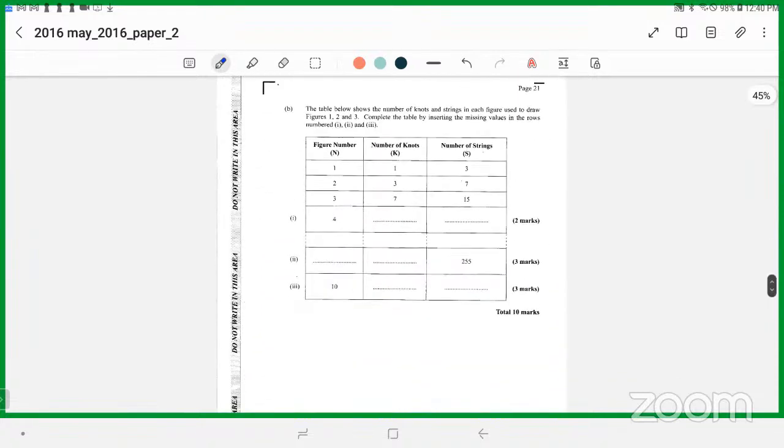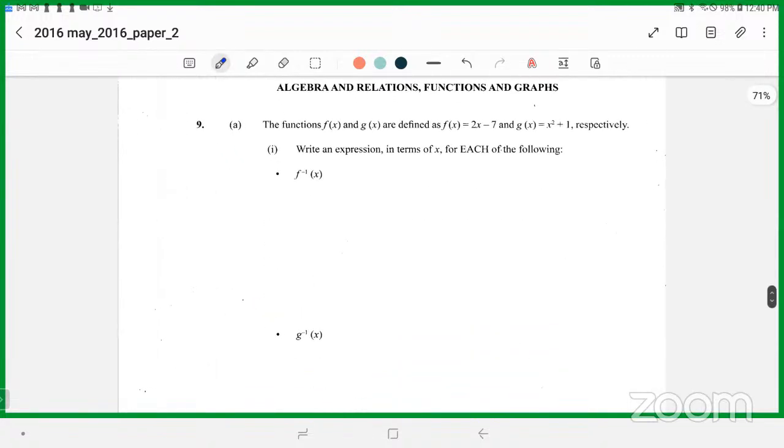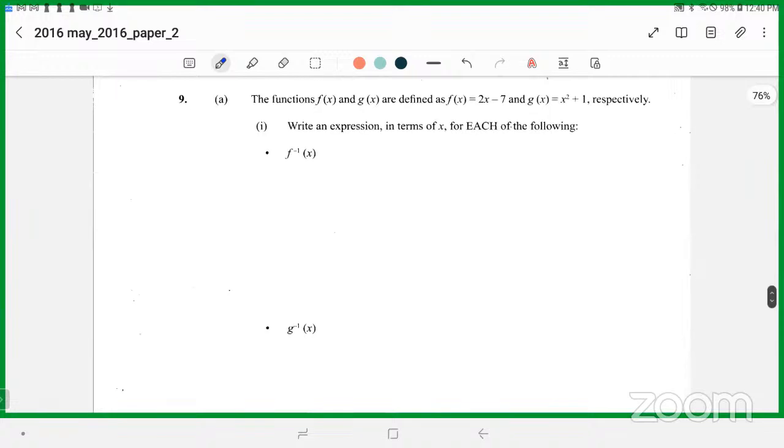All right, so we reach number 9. I did give you this question to do as well. It's functions, all right? It's asking us for a lot of inverse functions and so on. But let's just answer the question. First part, they give us these two functions and want us to write an expression for each of the following. They want f to the -1, so we're doing the inverse of this, all right?